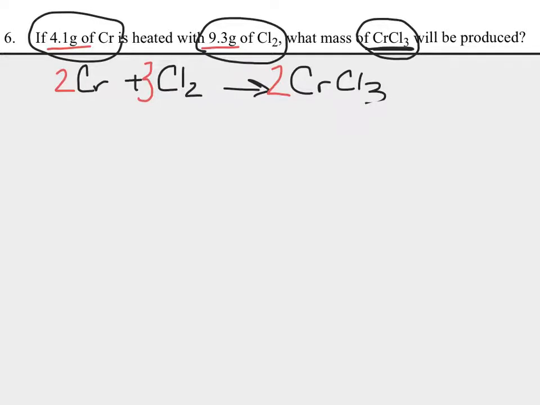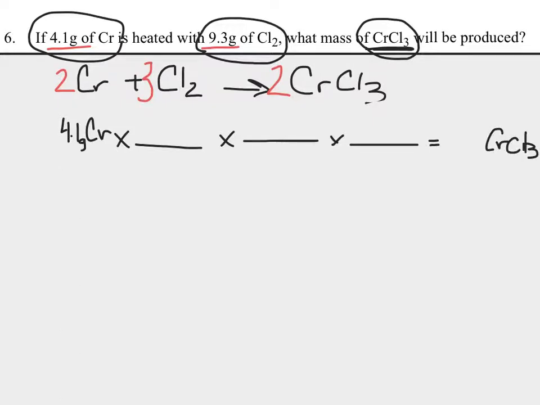All right, let's start with chromium. If I have 4.1 grams of chromium, I'm going to want to eventually convert this so that I know how many grams of chromium chloride I've made, CrCl3, right? And again, I'm setting it equal to grams of the product so I can figure out which of the reactants made the lowest amount. All right? I can also do that with my other reactant, which is 9.3 grams of chlorine gas.